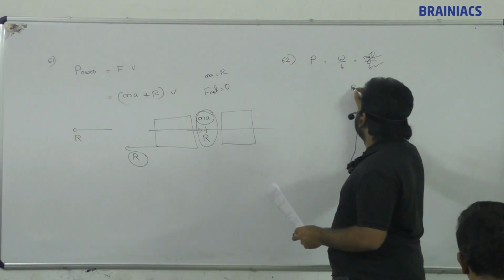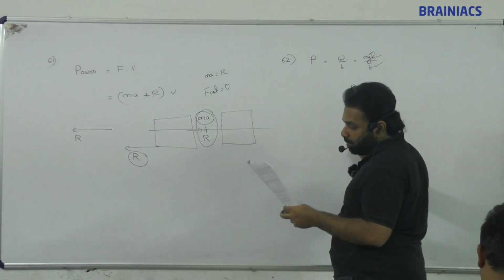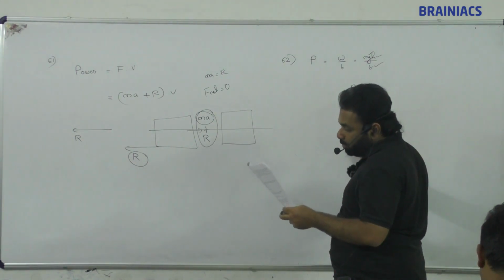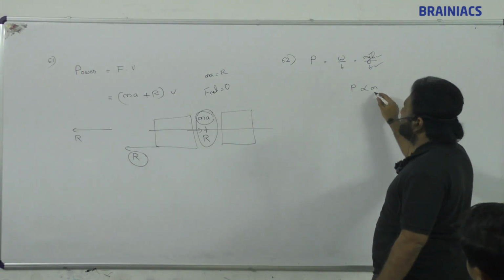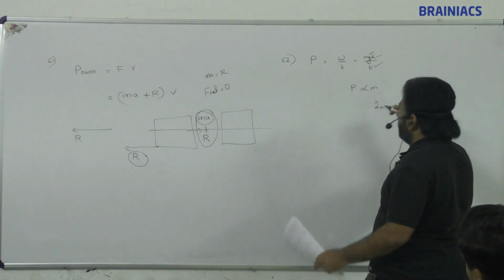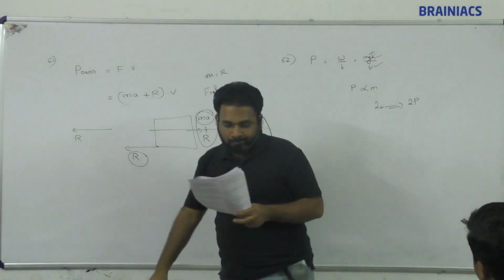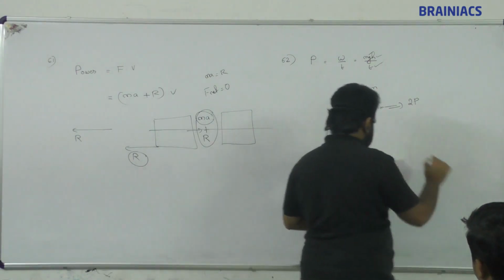Twice. So here P is proportional to M. Correct or what? P is proportional to M. So if we need to have twice the number of water, twice the amount of water, then obviously this will become 2M and this P will become 2P. So the answer is going to be option D. Bas.